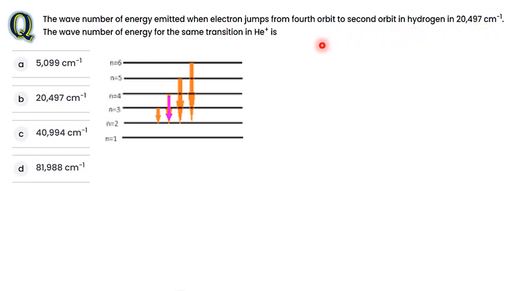Now for this one, what is the wave number of energy of the same transition for the helium atom? The change here is that for the hydrogen atom, if it is moving from 4 to 2, what you have been given is this wave number value. The same transition from 4 to 2, but in case of helium, so only the atom is going to change. What about the wave number?